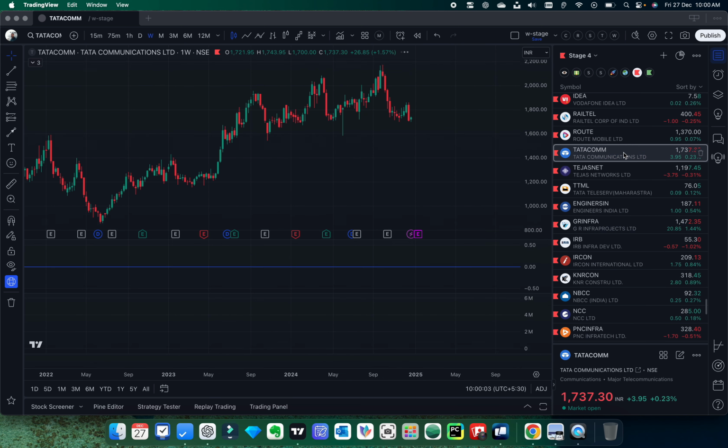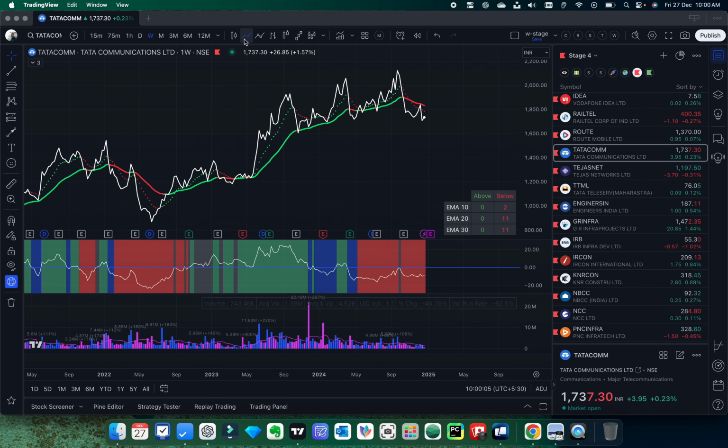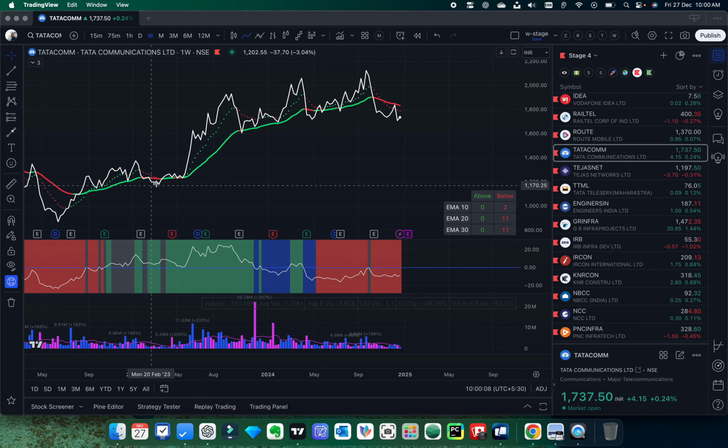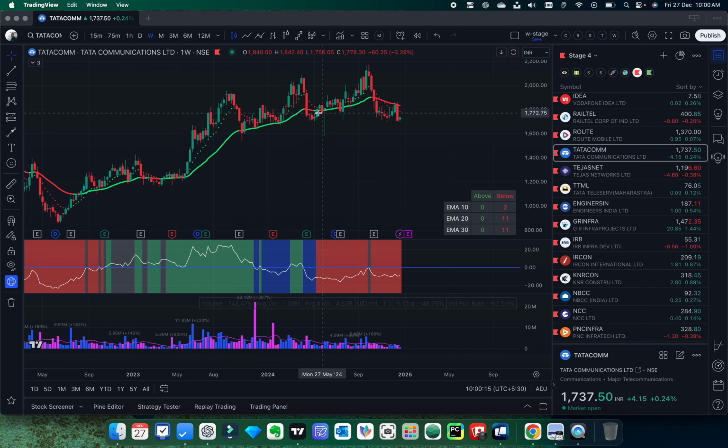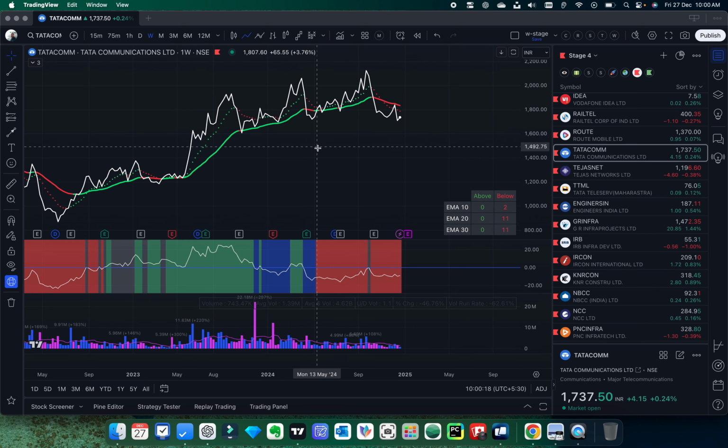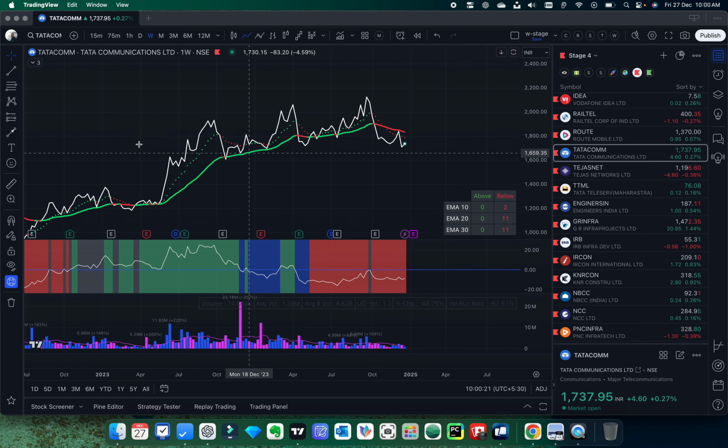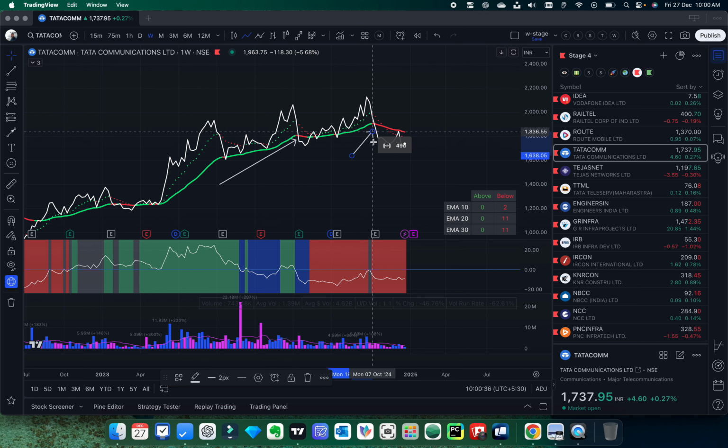Tata Communication, let's put it in a line chart. So consolidation up, pullback, went down here, came up. So there will be sometimes false signals like this, but ideally what we should do is we should exit here or even here. Okay, so we should not wait for the stock to go up again, and then finally break down here, and it is trading below the 30 EMA and underperforming.